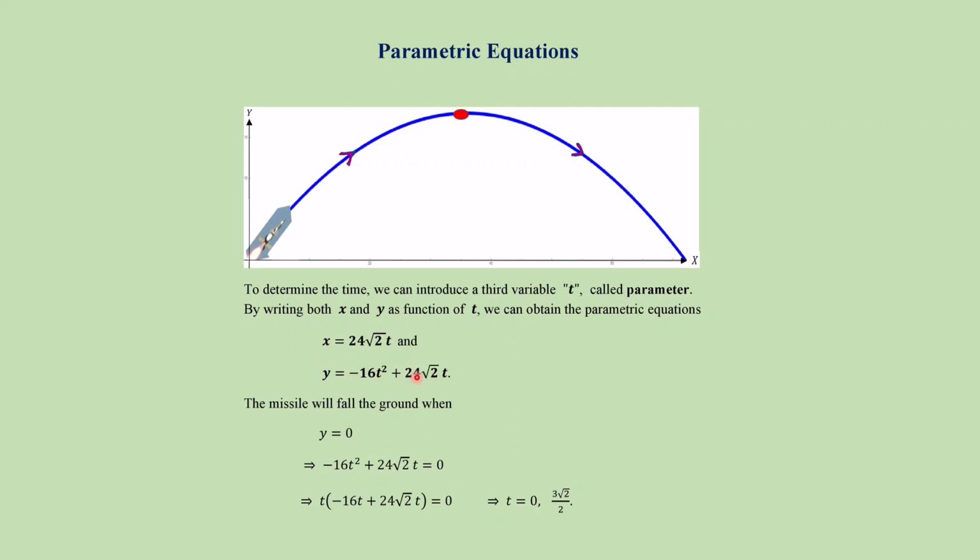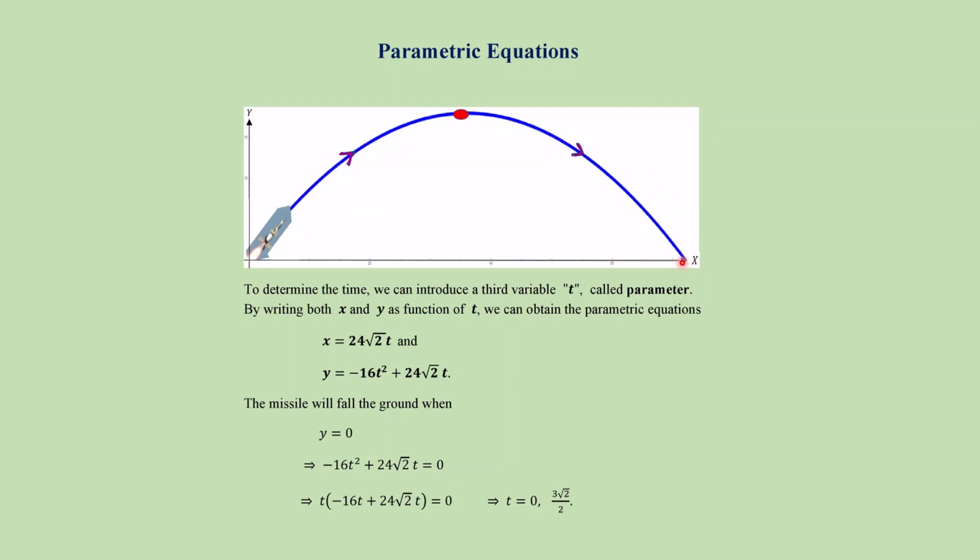Now if we ask the question, when will this missile fall on the ground? If the missile falls on the ground, then the vertical distance, that means y, is 0. So if we set y equals 0 and solve this equation, then we will get t equals 0 and t equals this time. What does t equals 0 mean? That means when the missile is thrown at the beginning. And after this time, the missile will fall at this place.